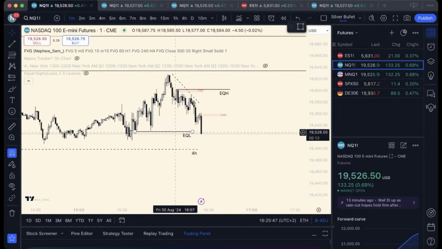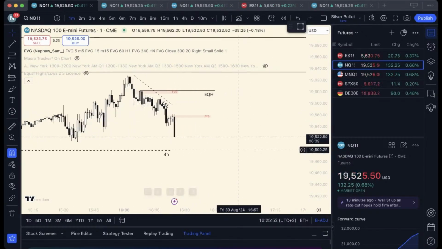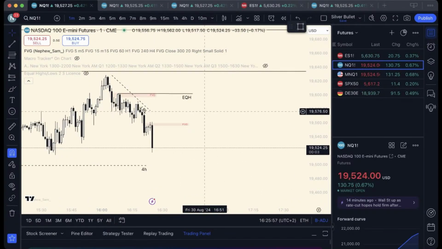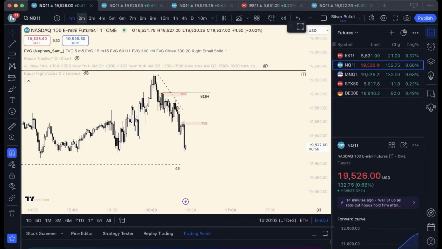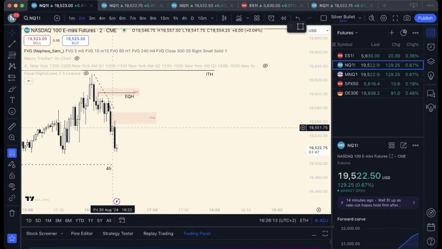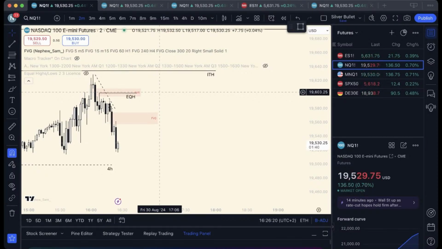Okay, now we get the flush down, equal lows get taken out as expected. Really sad that we left those equal highs here. But yeah, that's the game. Even if I would have taken the trade, I don't know where the entry would have been. It would have been a really bad entry, and I would have to put the stop loss above the equal highs, so at least at 619.